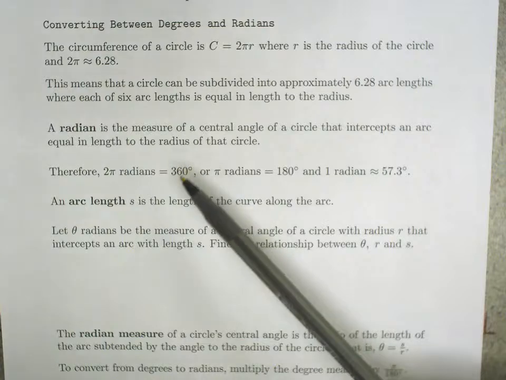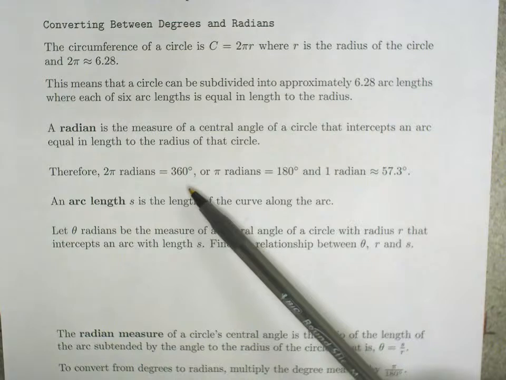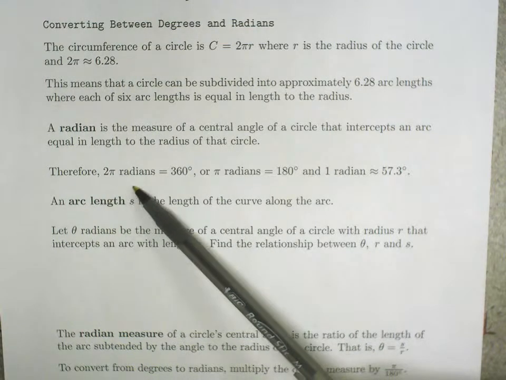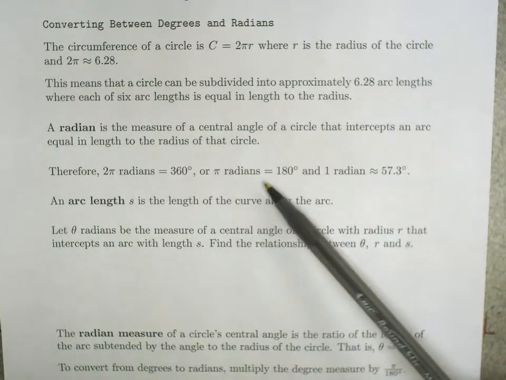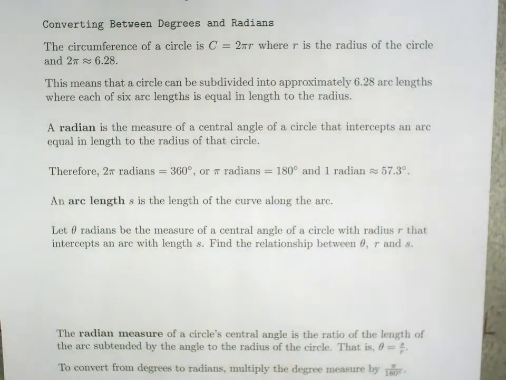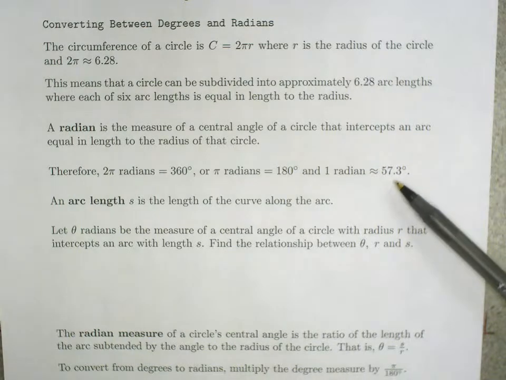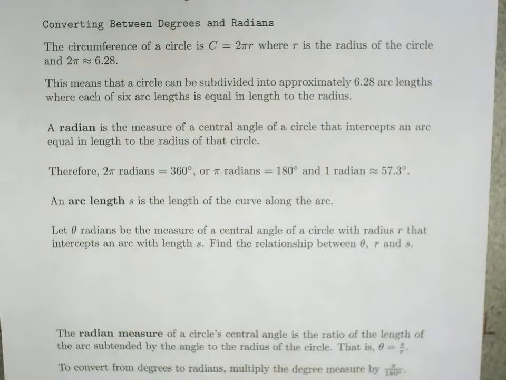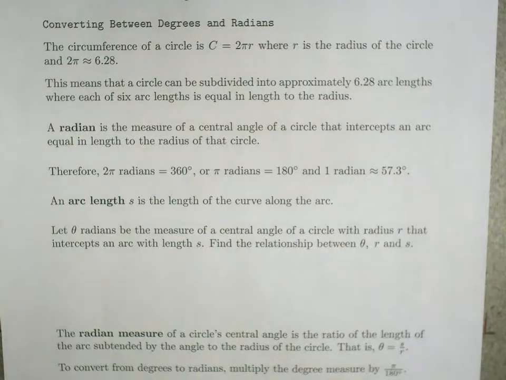So a minute or two ago, we saw that one complete rotation of an angle is 360 degrees. So equivalently, that's 2 pi radians. And if you divide both sides of this equation by 2, we get pi radians is equal to 180 degrees. And it turns out that 1 radian is equal to approximately 57.3 degrees. Okay, and an arc length S is the length of the curve along the arc that is subtended by whatever the measure of the angle is.